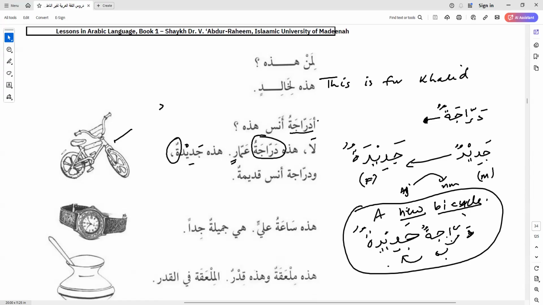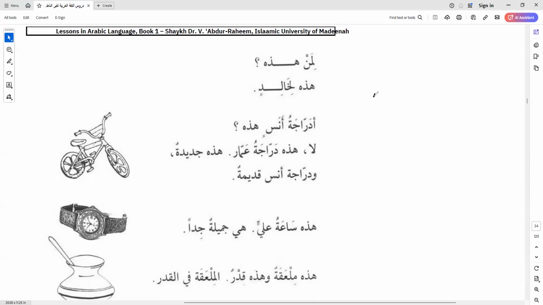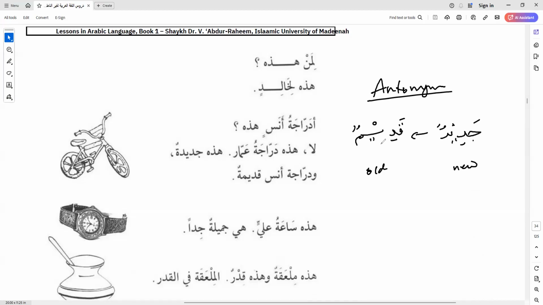Anyway, again, we're learning antonyms, an opposite of something. So if something is jadidun, it's new. What's the opposite? Old. And what is old in Arabic? We say qadimun. Something that is qadimun is old. Now you can see this is male and this is male. What about female? I say jadidatun, and then qadimatun.